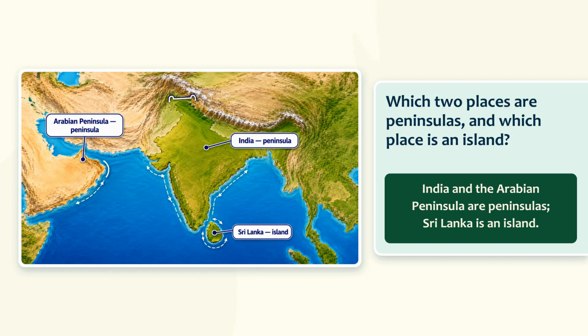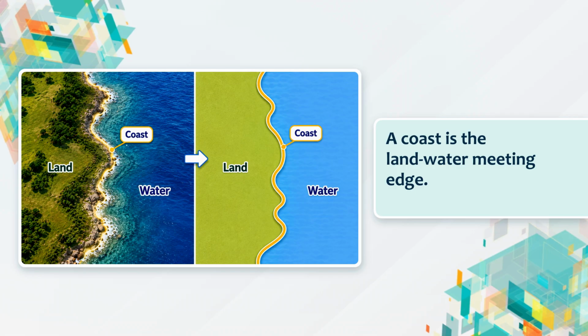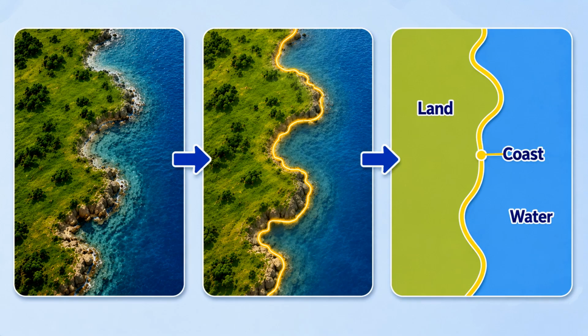Next, we will focus on the line where land and water meet, the coast. The highlighted line marks where land meets sea or ocean water. That meeting edge is called the coast. Notice exactly what the highlight follows. A coast is the land-water meeting edge. The term names the boundary rather than the whole land area. A coastal boundary always has land on one side and water on the other. Simplifying the scene to one line shows that coast names the meeting edge, not a complete landform category.